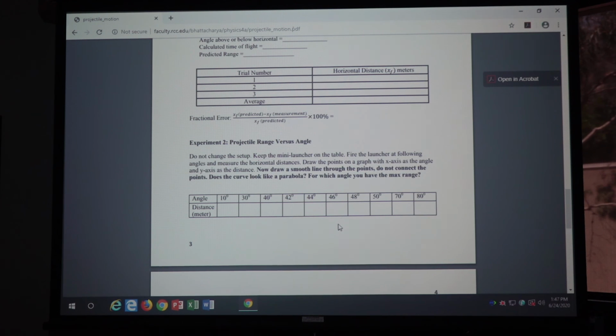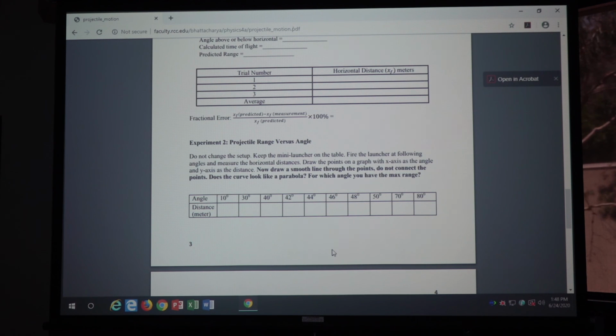And then what I want you to do is your angle will be the x-axis, your distance will be the y-axis, and see if the curve looks like a parabola or not, and for which angle you have the maximum range. That actually concludes the lab by itself.